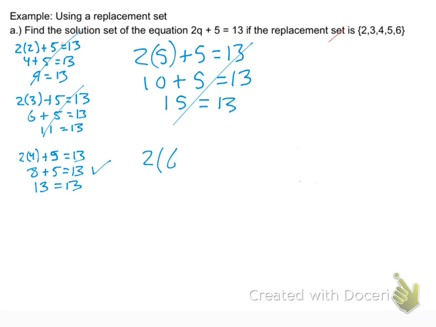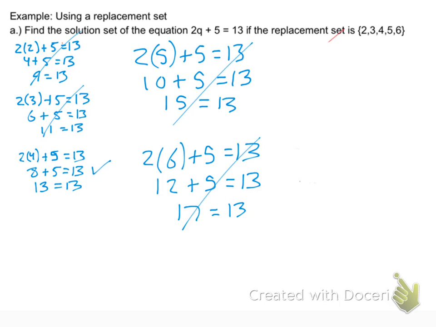Notice, guys, I'm doing this, and every time I sub a number in, I'm using what? Parentheses. What should you use? So I'm just going through the list, making sure all of them work or not work. Is 17 equal 13? No. So, the only answer is 4. But it says find the solution set. How do I write it? Ashley? Yeah, with the brackets.